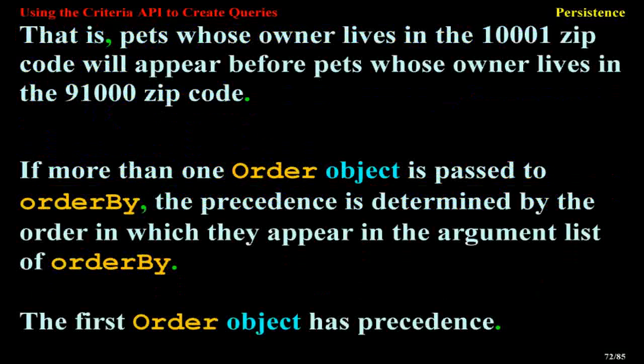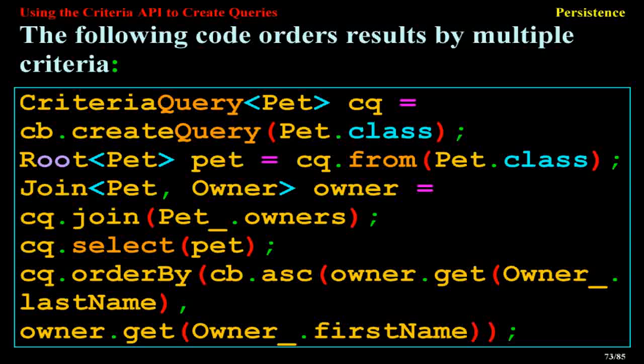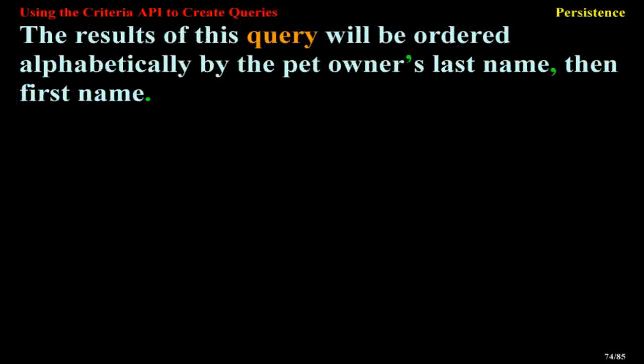If more than one Order object is passed to orderBy, the precedence is determined by the order in which they appear in the argument list of orderBy. The first Order object has precedence. The following code orders results by multiple criteria. CriteriaQuery<Pet> cq = cb.createQuery(Pet.class); Root<Pet> pet = cq.from(Pet.class); Join<Pet, Owner> owner = cq.join(pet.owners); cq.select(pet); cq.orderBy(cb.asc(owner.get(Owner_.lastName), owner.get(Owner_.firstName))); The results of this query will be ordered alphabetically by the pet owner's last name, then first name.